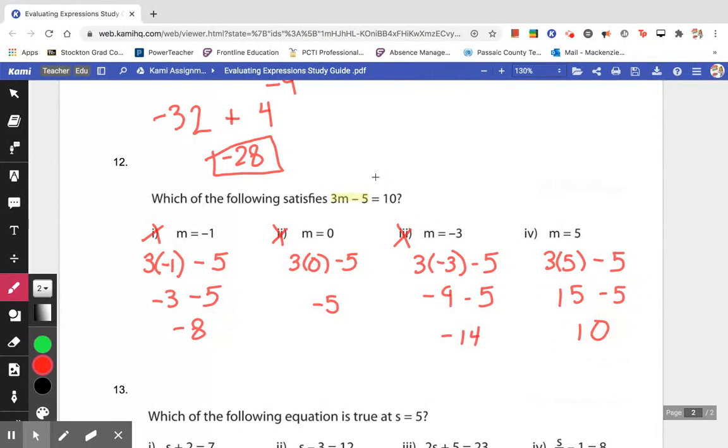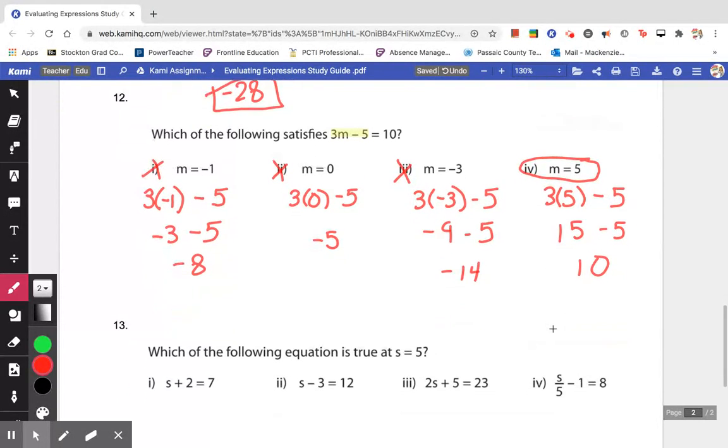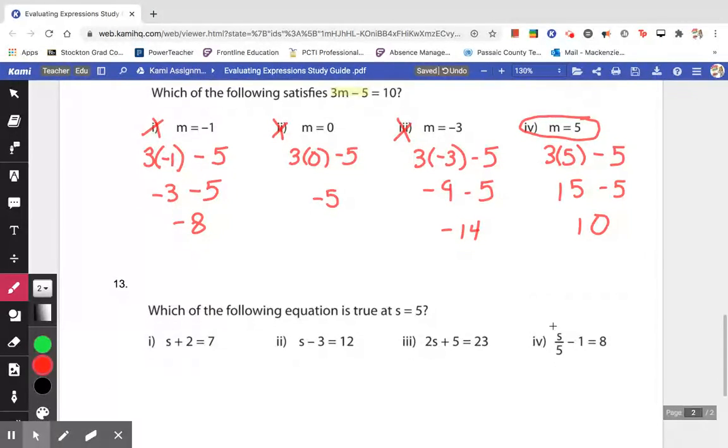So notice how this 10 matches the 10 on our equation, so m equals 5 will be the answer to this question. Notice how I showed all of my work, and I figured out which one of these answers would give me 10. So 13 is a little bit different. What 13 is doing is they give you the s, and they want to know which equation will work.